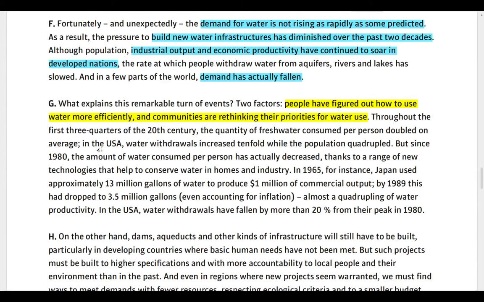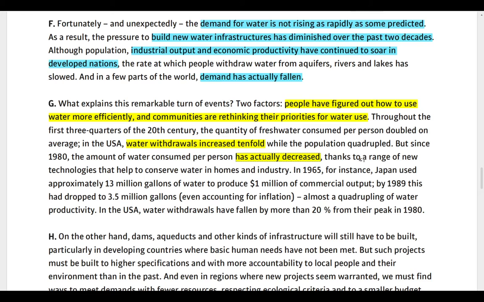Throughout the first 3 quarters of the 20th century, the quantity of fresh water consumed per person doubled on average. In the US, water withdrawals increased tenfold while the population quadrupled. But since 1980, the amount of water consumed per person has actually decreased.